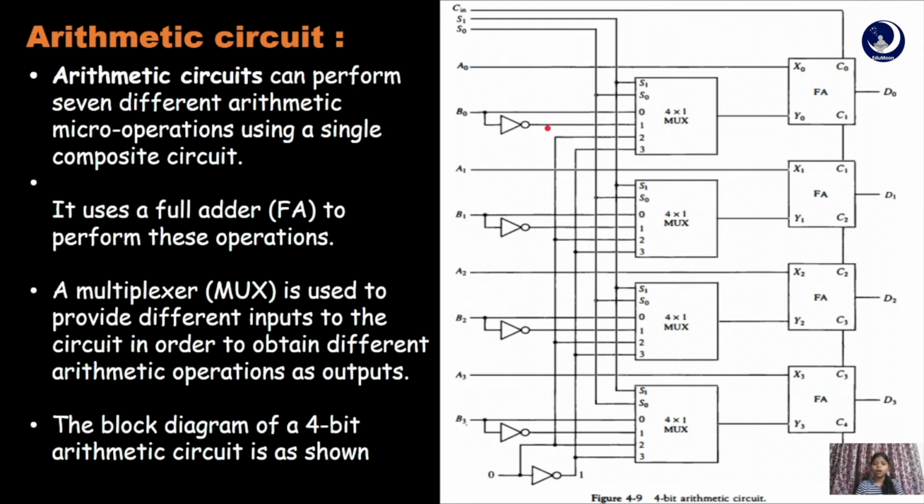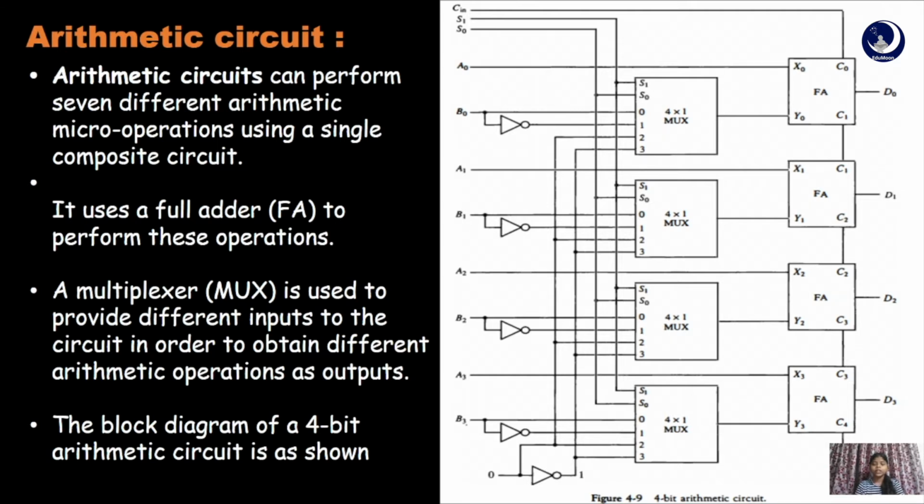A NOT gate is used to complement the inputs. The 2 inputs of the multiplexers are given using logic 0, so logic 0 is connected to all the 2 inputs of the multiplexers, and the 3 inputs of the multiplexers are given using logic 1. Here logic 1 is obtained by complementing 0 using a NOT gate. So logic 1 is connected to all the 3 inputs of the multiplexers. The bits D0 to D3 represent the resultant output sum. So this is all about the construction of a 4-bit arithmetic circuit.